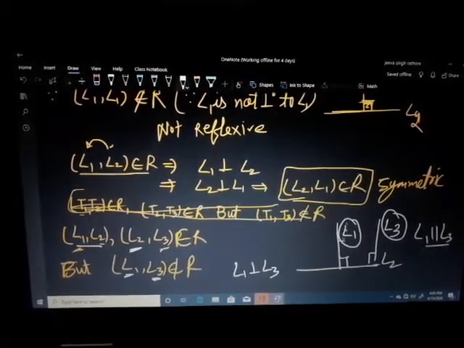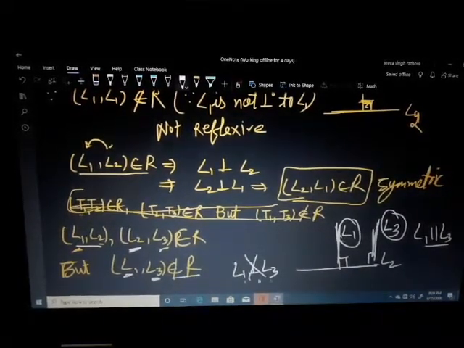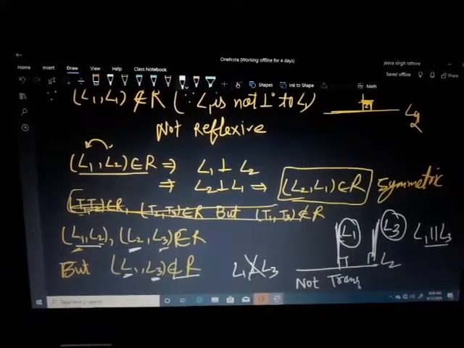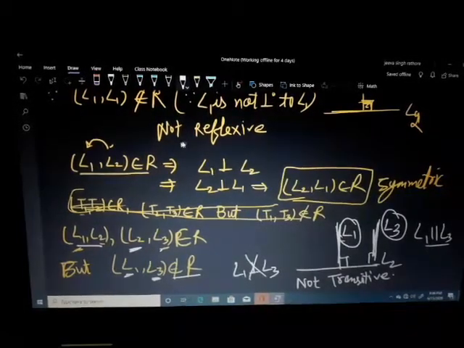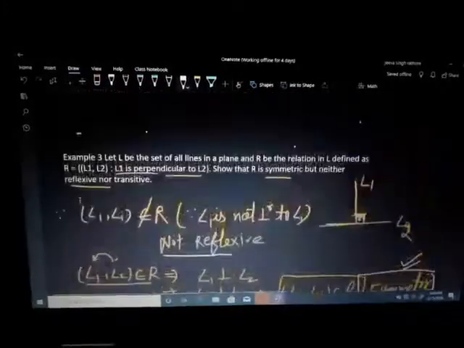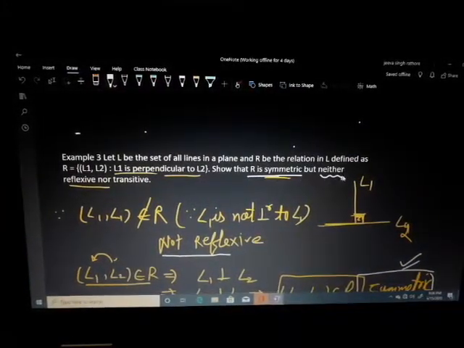L1 and L3 are parallel, not perpendicular, so the condition is not satisfied. That does not belong to R. It means this is not transitive. This is not a transitive relation. So we have proved this relation is neither reflexive nor transitive, but it is a symmetric relation. That's why we have proved R is symmetric but neither reflexive nor transitive.